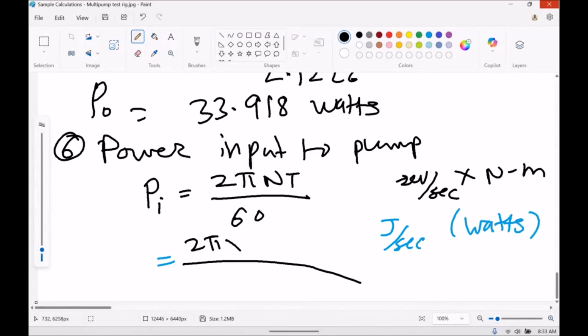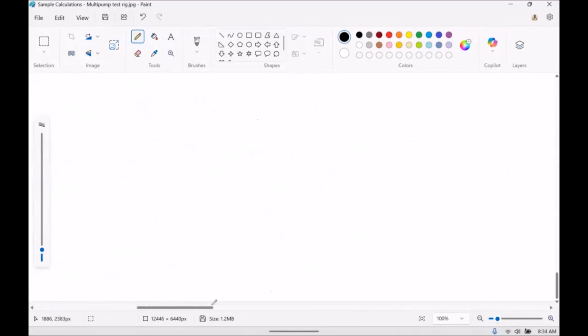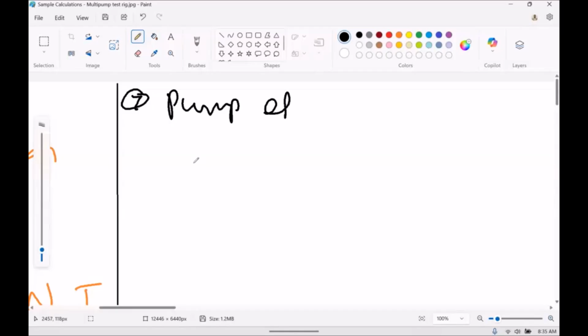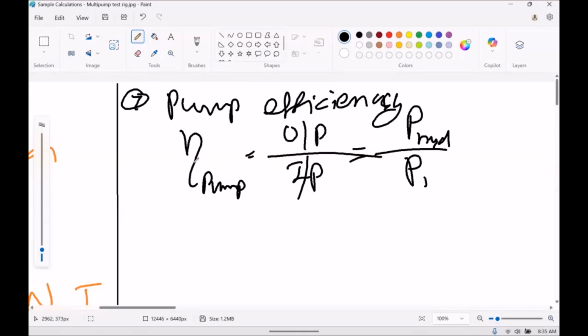So put the values, 2 pi. RPM is 1400 into torque is 0.61 divided by 60 for seconds. Okay, so we'll get 89.4307 watts. So once we know power input and power output, we can go for number 7, pump efficiency. It is denoted by eta, and P for pump is a suffix. Output by input. So what is the output? Output is the hydraulic power, P hydraulic, and P input.